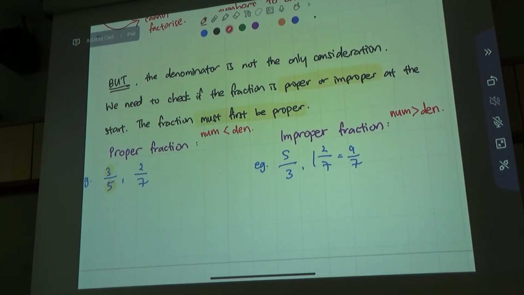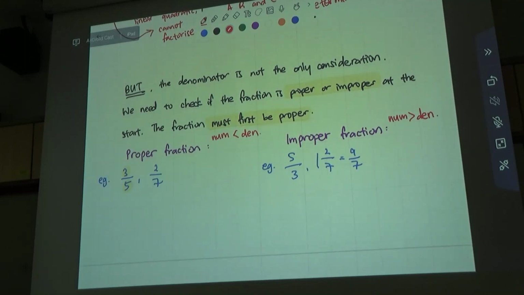Okay, so how do I apply this same understanding to an algebraic fraction? Because if it's in algebra, right?